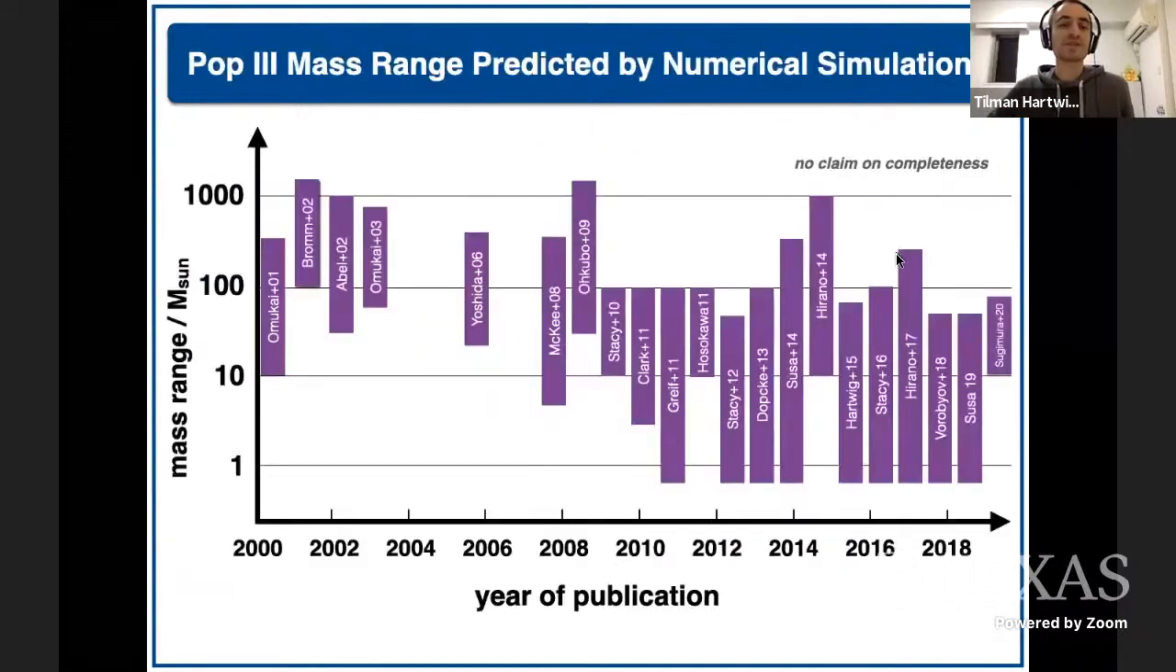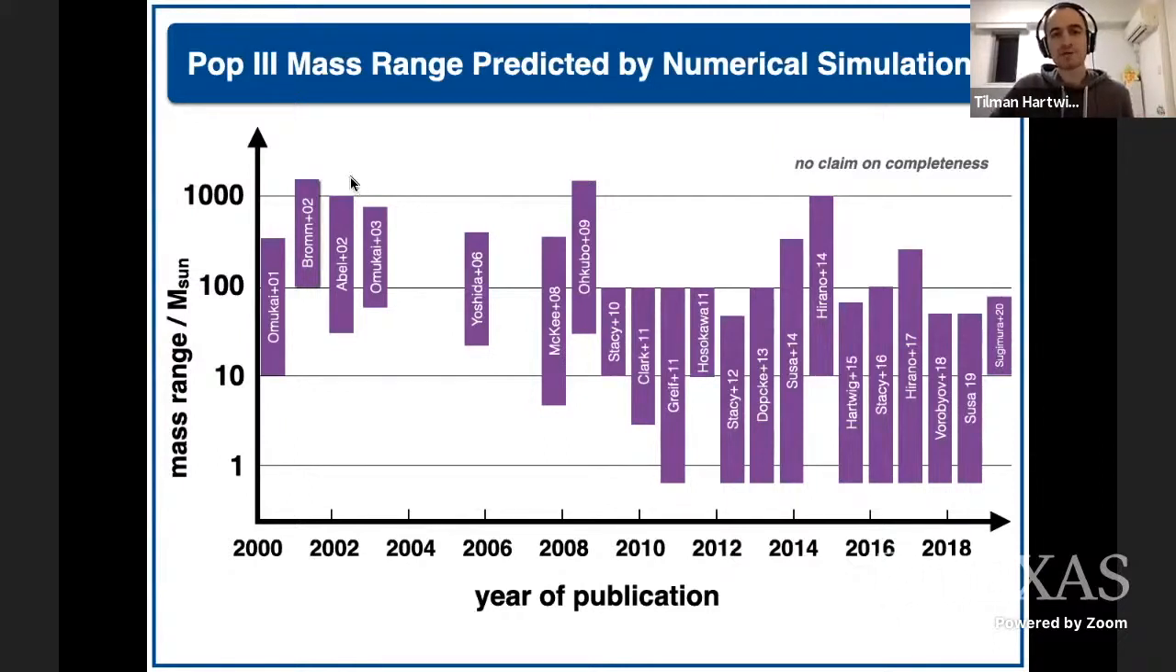And now let's see what the simulations have to say on this same topic. So I like this form of overview. What I show here is the expected mass range from various simulations as a function of the year of publication. You may have seen a similar plot from me before, but I have updated it with some new results. So this is more qualitative, the mass range.